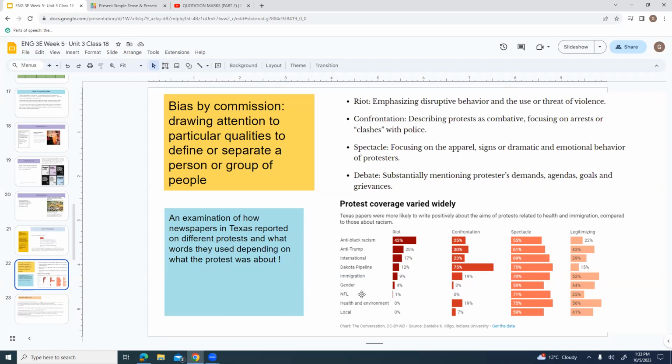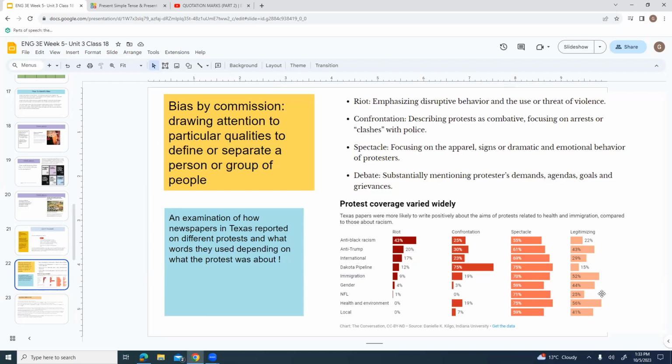The NFL, the National Football League. Oh, okay, I know what protests they're talking about. I was like, what protests are happening? Okay. 1% of the time riot, 0% of the time confrontation, 71% of the time spectacle, 25% of the time legitimizing.